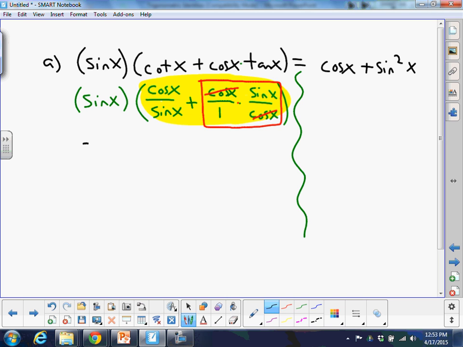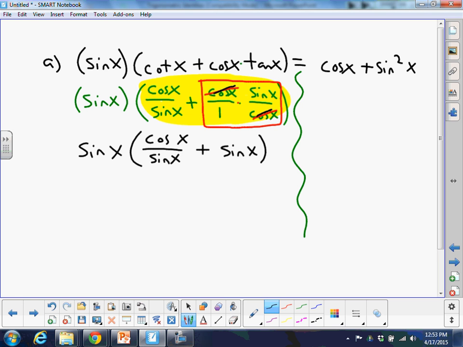So what we really have is sine x. This is cosine x over sine x still. And this other term is really just sine x now. Okay, because again, the cosine's canceled there and there.